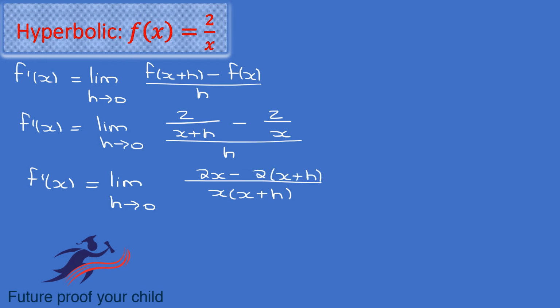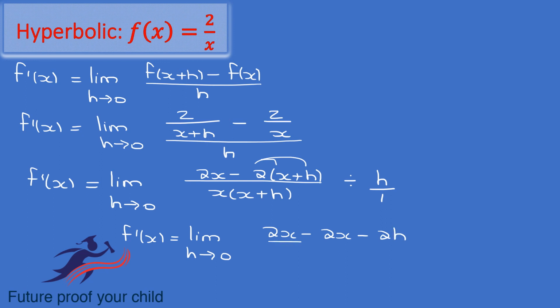Now, instead of putting it over h, I'm going to rewrite it as divided by h, and I can write it as h over 1. Then I can say the derivative equals the limit as h approaches 0. I'm going to distribute the negative 2 into the bracket, so I get 2x minus 2x minus 2h. I am not going to multiply the denominator out, so I get x times x plus h. I'm going to flip and times here, so 1 over h. I get 2x minus 2x cancel. So I'm going to just continue over here.